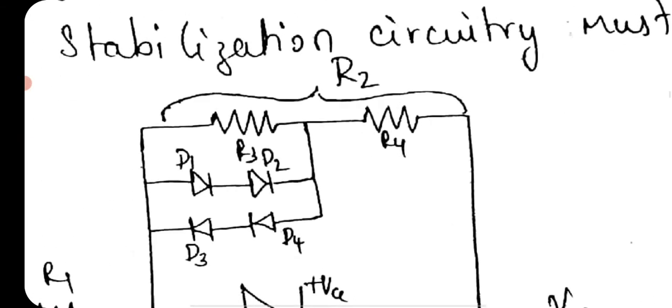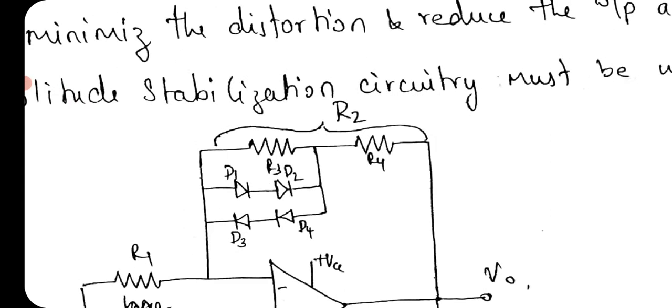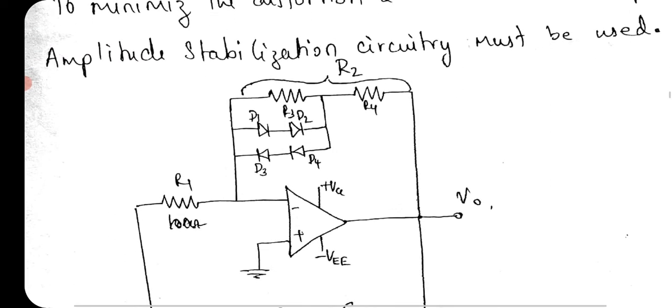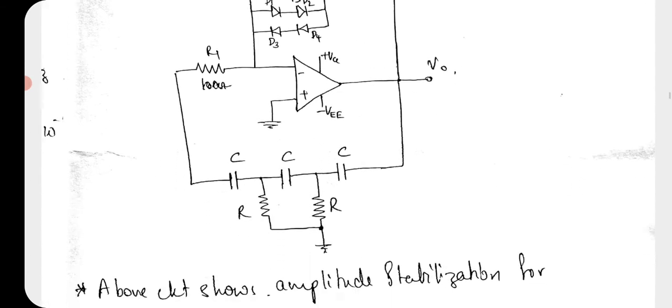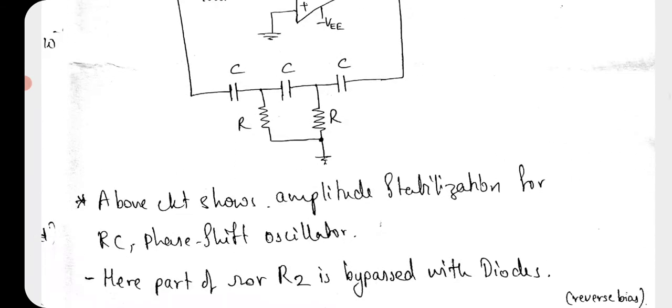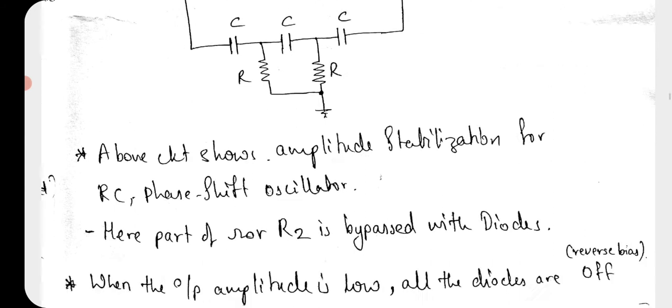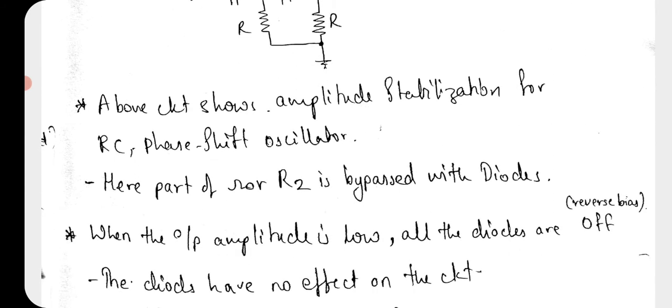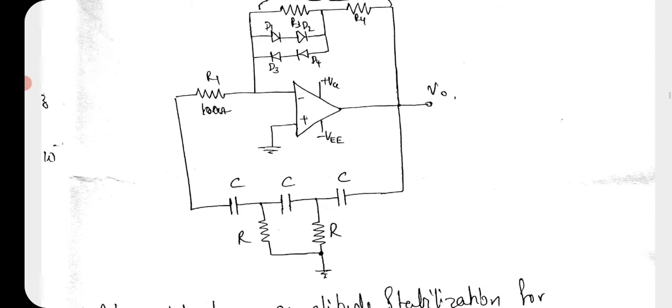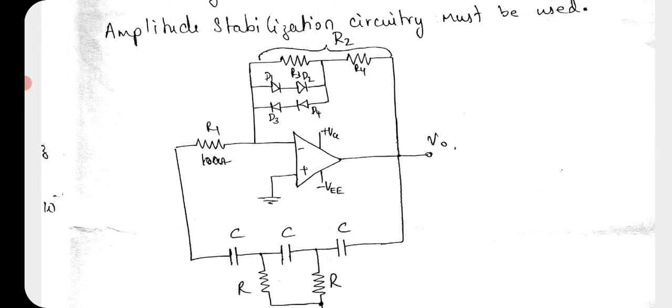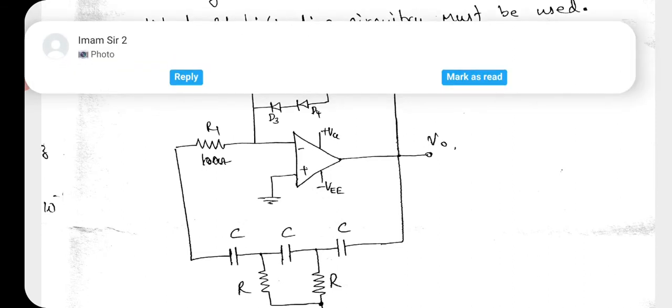The resistor R2 is split into two resistances, R3 and R4. R2 is split into R3 and R4, so together R3 and R4 make R2. The rest of the things remain the same. The above circuit shows amplitude stabilization. Here part of resistance R2 is bypassed with diodes, means the half part of R2 is R3 and R4, isn't it?